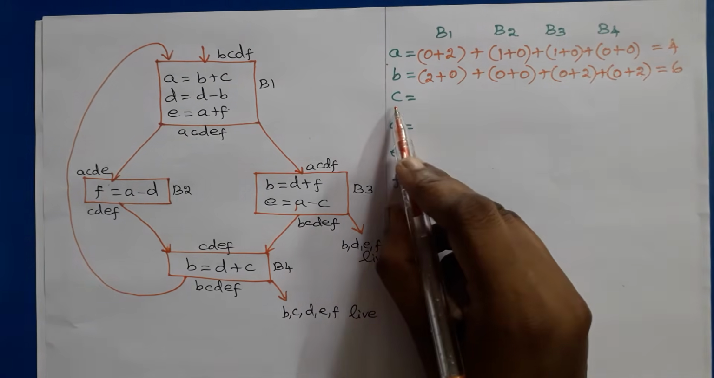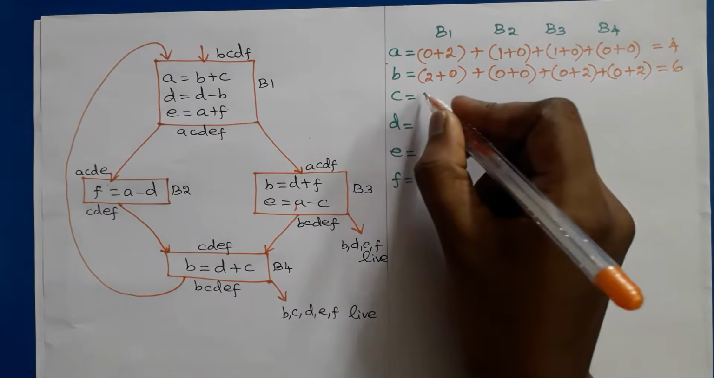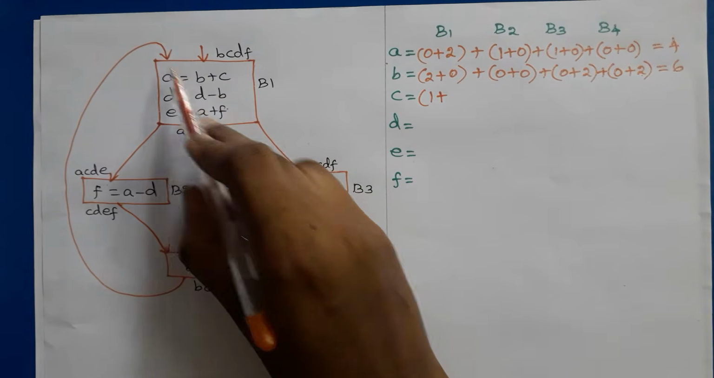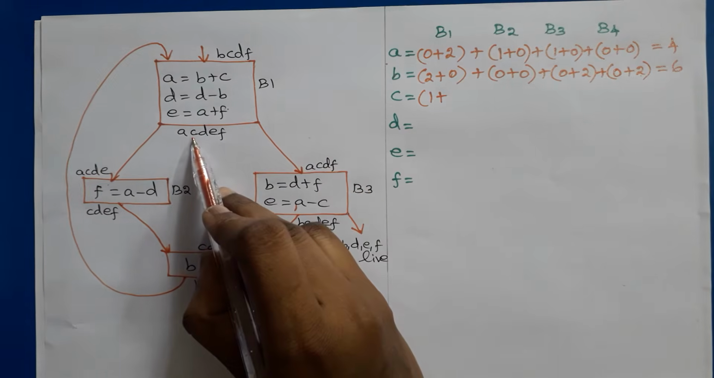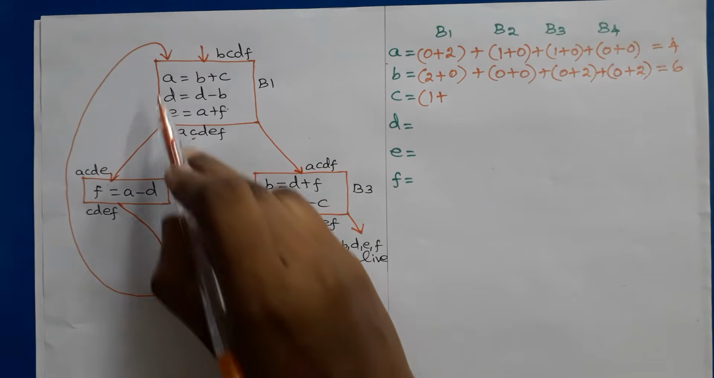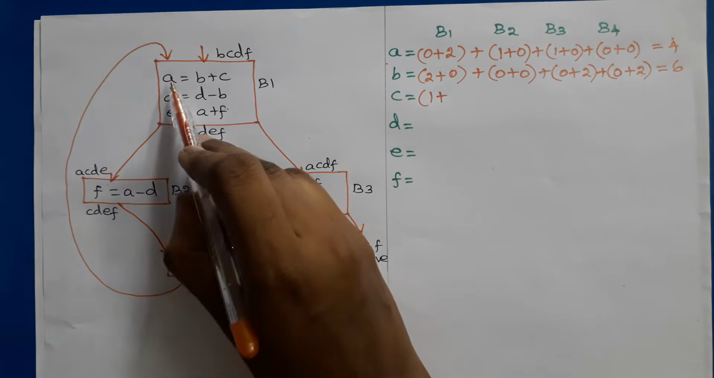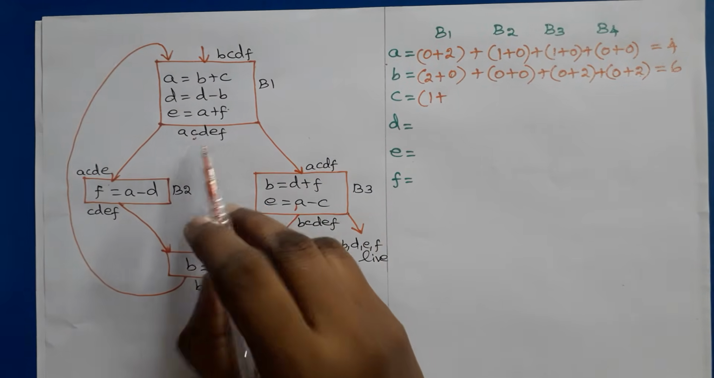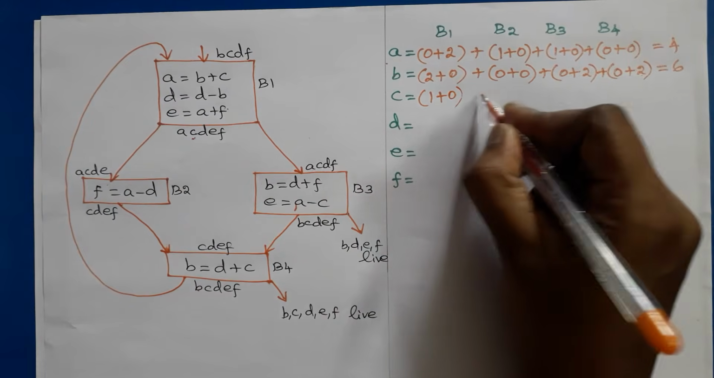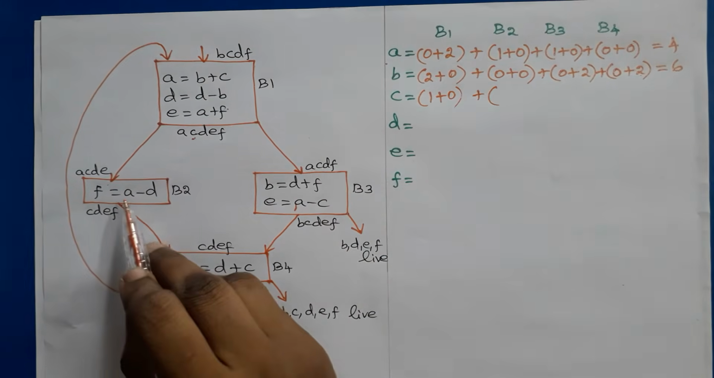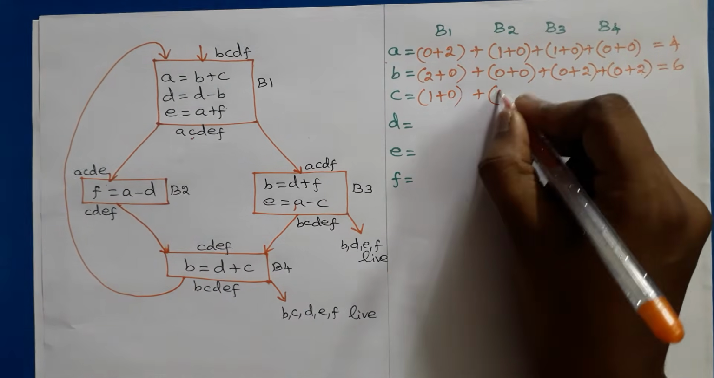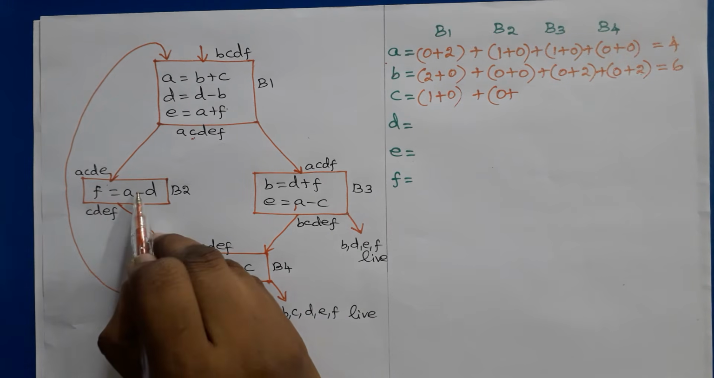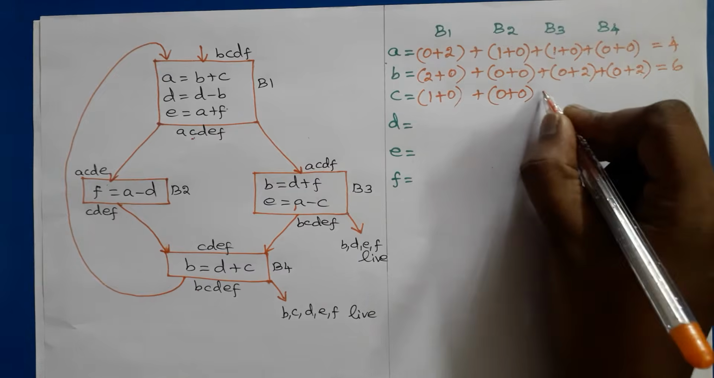Now consider variable C. C is used one time in basic block B1 and it is not preceded by any assignment. And C is live on exit, but it is not computed here. It is not assigned some value, so that is 0. Then here C is not used, so 0.